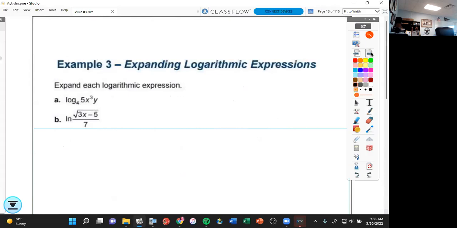Now we're going to expand. So we're going to go right the opposite of what we were doing. Okay. Expand. Now this is what we were doing. Expand log base 4 of 5x cubed times y. What would we do?